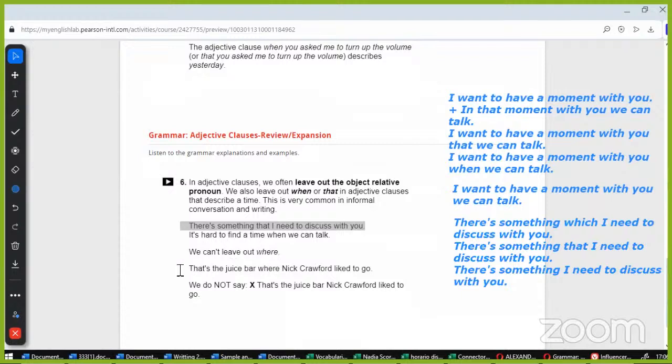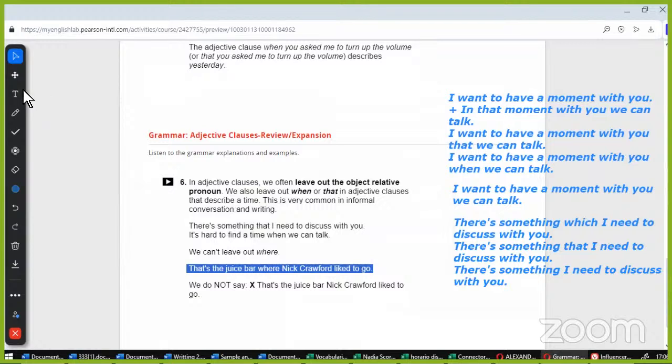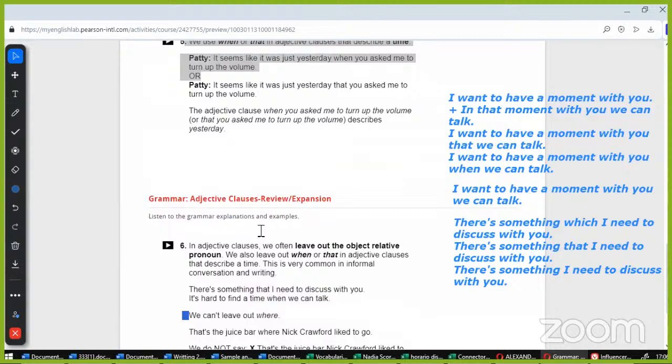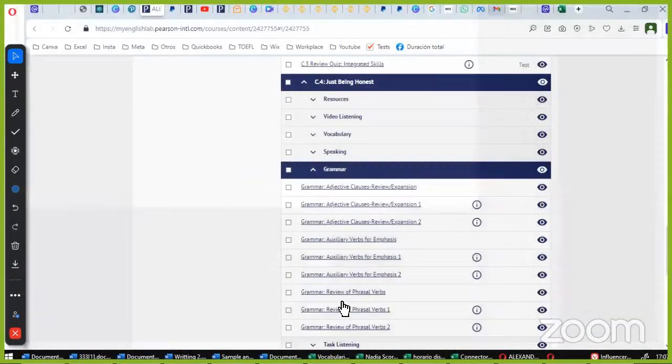But what we cannot do is leave out where. That's the juice bar where Nick Crawford likes to go. You can't say, that's the juice bar Nick Crawford likes to go. Okay, so that's not possible. Is there any question maybe with number 5 or 6? No, teacher. Okay, let's continue then.